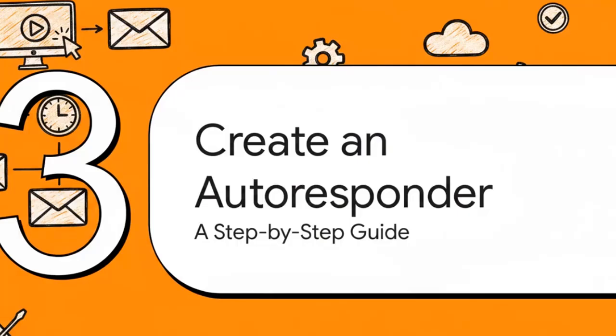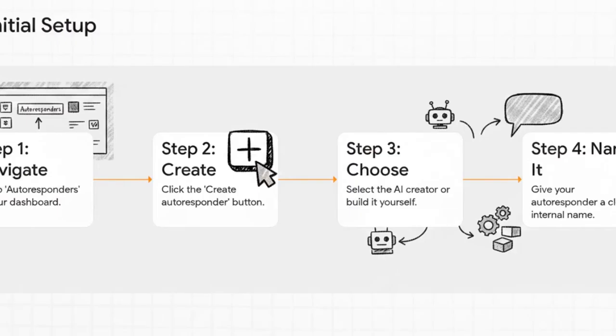All right, time for the main event. Let's roll up our sleeves and actually build one of these. I'm going to walk you through the exact steps right inside the GetResponse platform, and trust me, it's way simpler than you might think. Okay, first things first. From your main dashboard, you're going to find the Autoresponder section. Easy. Then you'll click that big Create Autoresponder button.